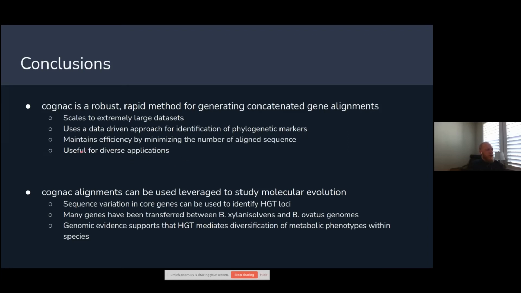We're using this in the lab for many different applications. Hopefully useful in the future. And additionally, we can use these alignments to study molecular evolution and use the sequence variation in the concatenated gene alignment to identify HGT loci and apply this to a data set of xylanosolvens and ovatus genomes.